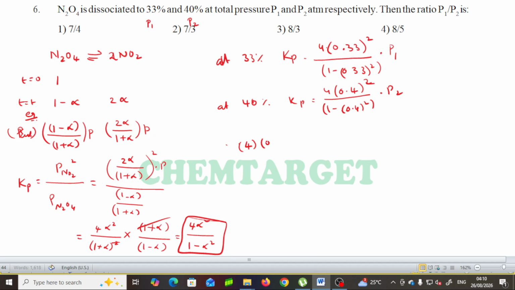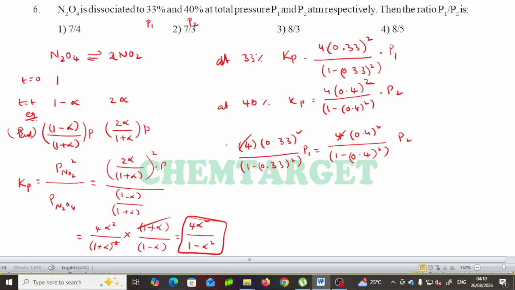So 4 into 0.33 square divided by 1 minus 0.33 square is equal to 4 into 0.4 square divided by 1 minus 0.4 square. Just to simplify this one, here it is the P1 times and this is going to be P2 times. But actually we need P1 by P2.